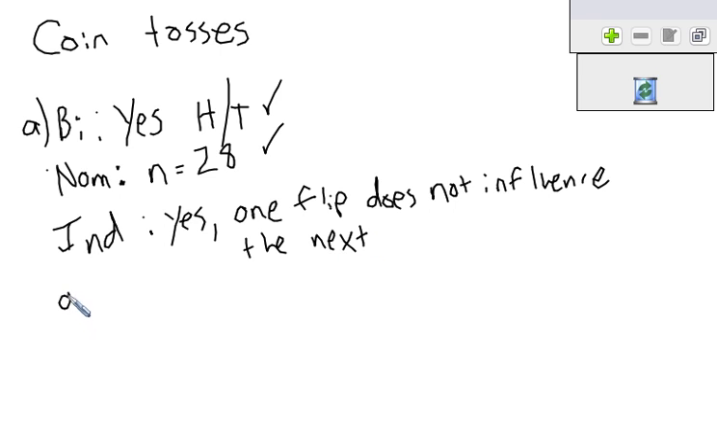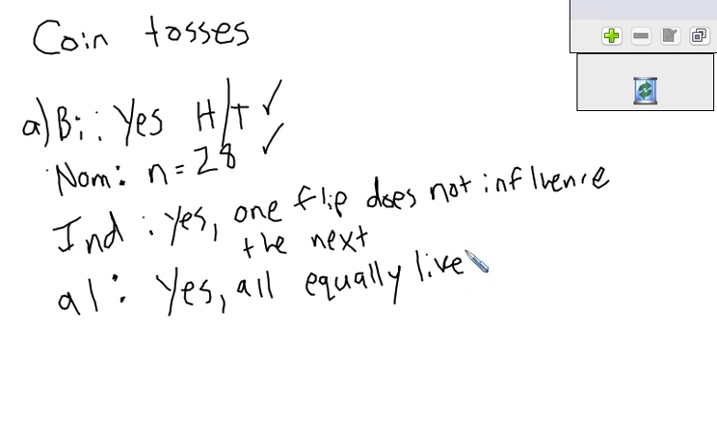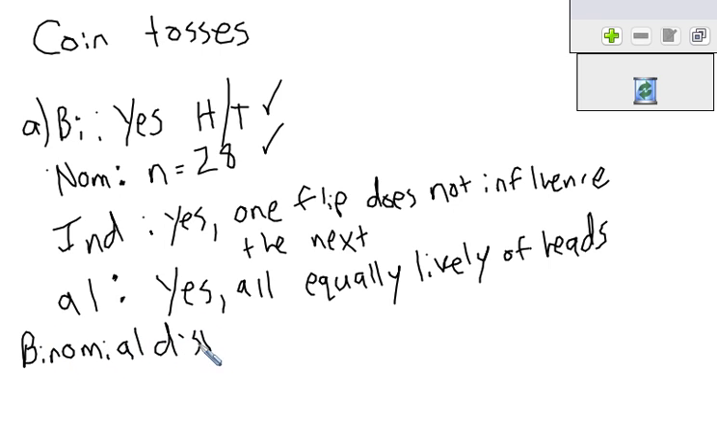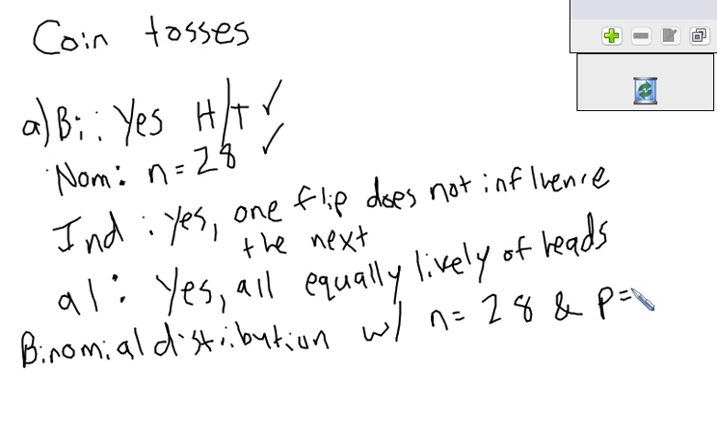And are all of them equally likely? Yes, they are all equally likely of heads. So therefore, it is going to have a binomial distribution with our n equal to 28 and our p equal to 1/2. Okay, so that one's that.